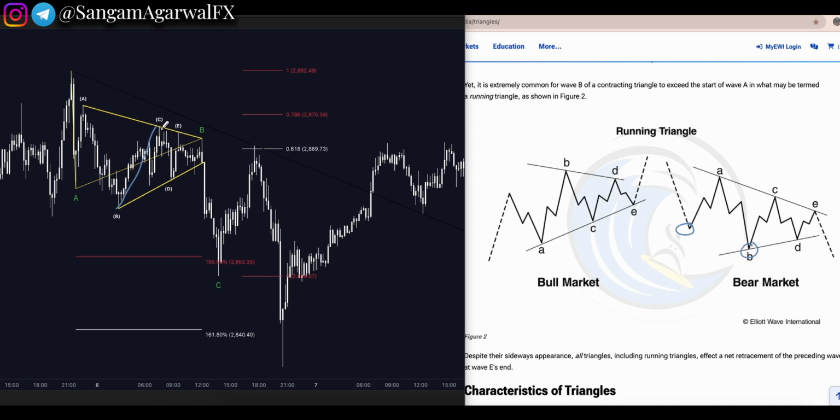But after wave C correction, wave D again goes down but slightly above the low of wave B. So the D corrective wave of the triangle does not make a new lower low. That is the most important part. Here all the buyers are trapped. Then final wave E, price goes up again.